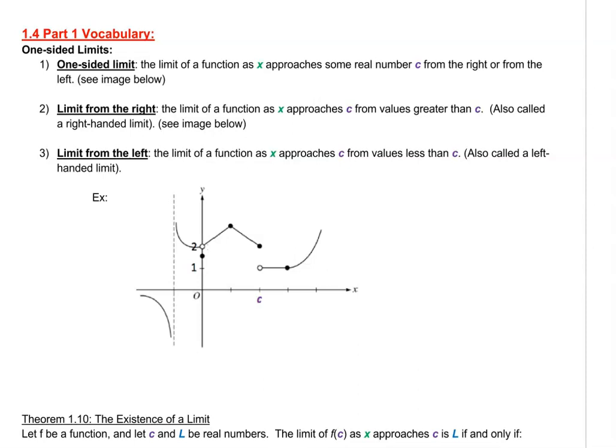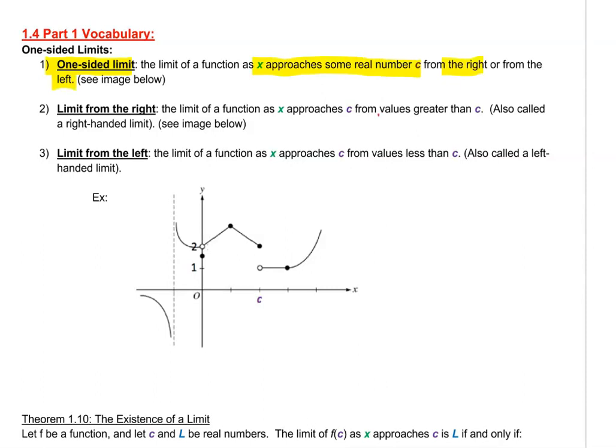So we're going to take a look at what a one-sided limit is. Now that we're looking at some of these unique functions that have steps and jumps, we need to talk about the possibility of having a limit on just one side of a function. That's what a one-sided limit is: the limit of a function as x approaches a real number from either the right or the left.